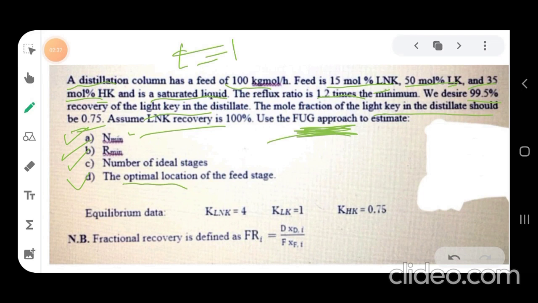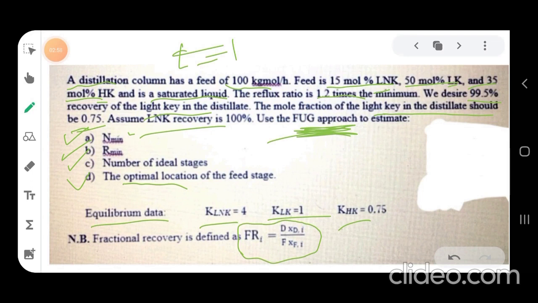And he gives me some equilibrium data: the distribution coefficient for the light non-key is 4, the distribution coefficient for the light key is 1, and the distribution coefficient for the heavy key is 0.75. And this is a fractional recovery. It's defined as this, d x_d over f x_f, as we discussed before.